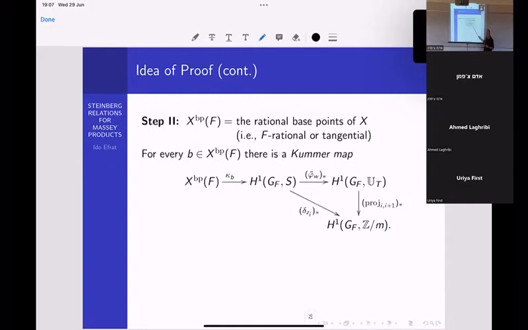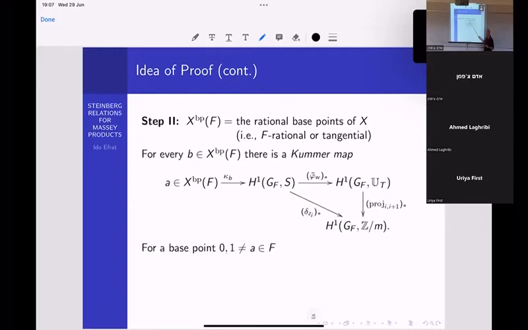If you take an F-rational point here, so A is a field element which is neither 0 nor 1, and you go first to H1 of S and then go down by the delta to H1 of Z mod N, she calculates that what you get is the Kummer element. So if you go down by delta X, what you get is the Kummer element of 1 minus A.